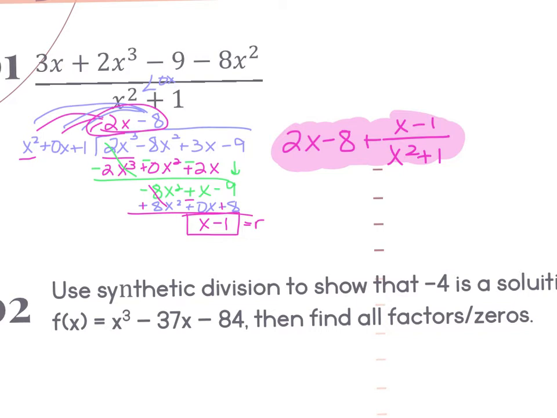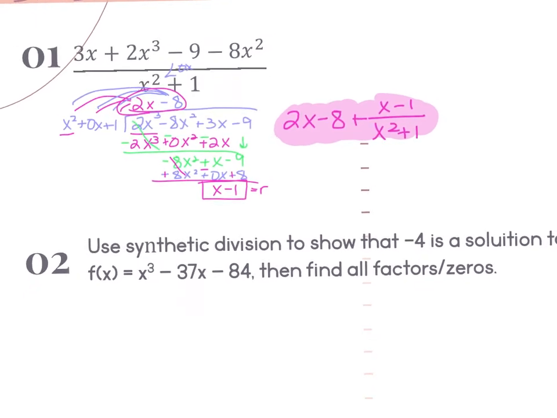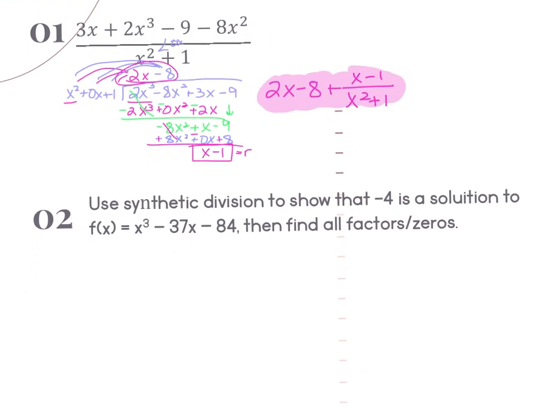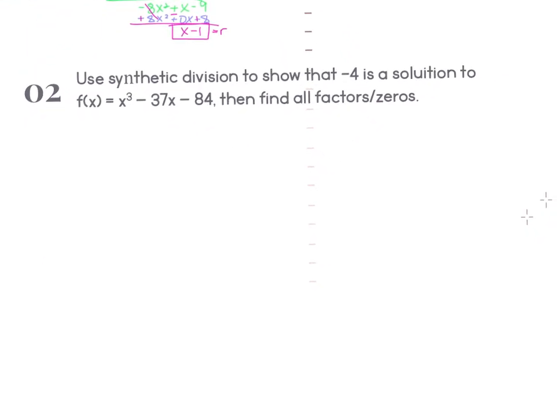Good on that one. Okay, number 2, use synthetic division to show that negative 4 is a solution to f of x equals x to the third minus 37x minus 84. So if it's a solution, then when I divide evenly, or when I divide it into it, what am I expecting to see?